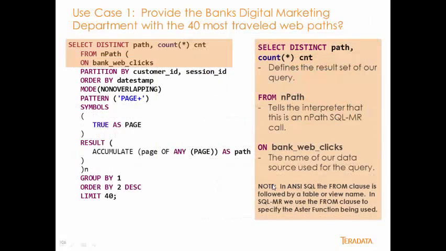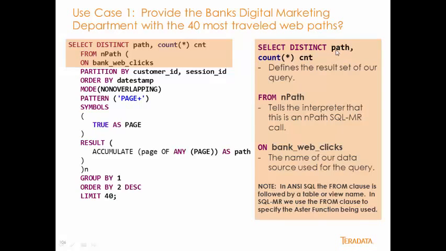So let's get started. If you remember from our previous use case, we provided the bank's digital marketing department with the 40 most traveled web paths. And we're just going to decompose all the steps in understanding the nPath statement. As you can see here, select distinct path and count star as count. This defines the result set of our query.